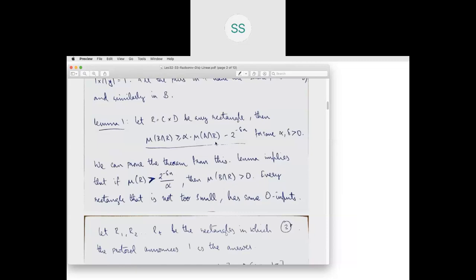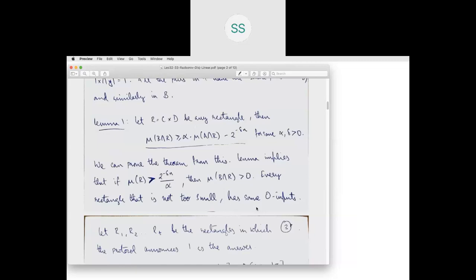In which case, this is at least 2 power minus delta n, and this entire thing is strictly greater than 0. Which means, assuming we started with the assumption that it's an all ones rectangle, we are getting the conclusion that the zero inputs in that rectangle have some strictly positive measure, which is contradictory. So that means that any rectangle of measure bigger than this, that is not too small, has some zero inputs. So if the rectangle is slightly big, then it has zero inputs. That's the inference. Now using that, we'll show the theorem.